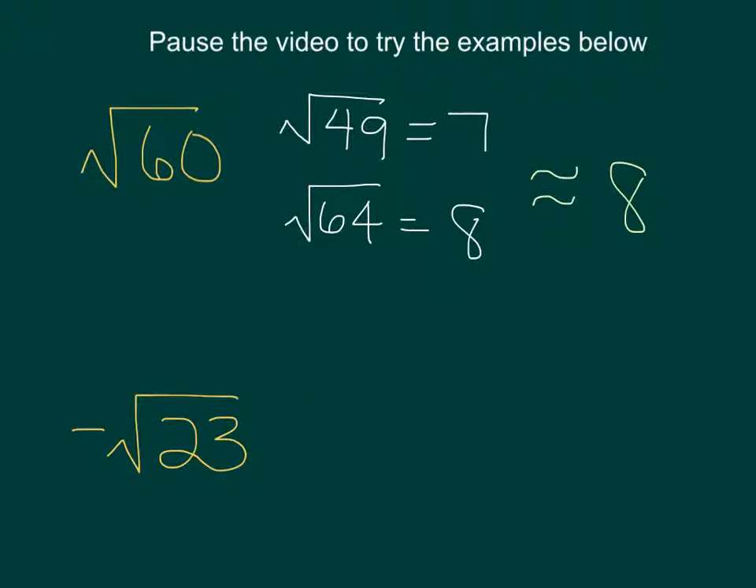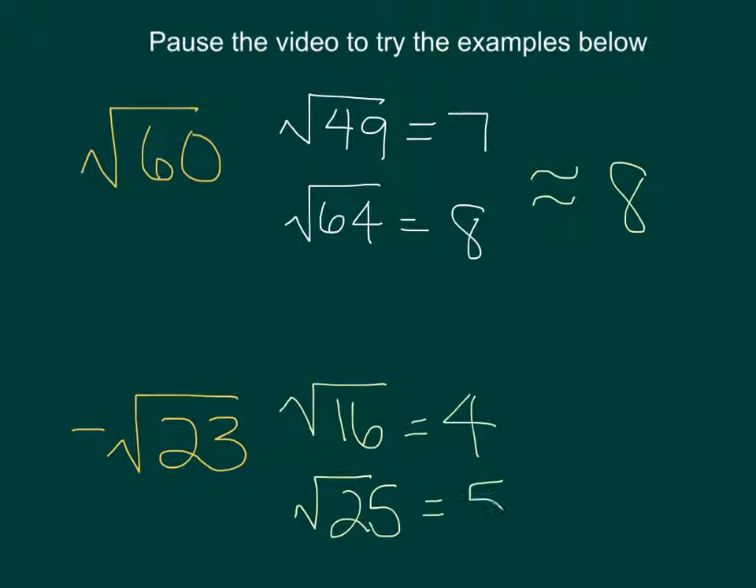For the next example, it is negative the square root of 23. So we would use the square root of 16 and the square root of 25. Square root of 16 is 4. Square root of 25 is 5. The negative square root of 23 is closer to the square root of 25, so you would say that this is approximately negative 5.